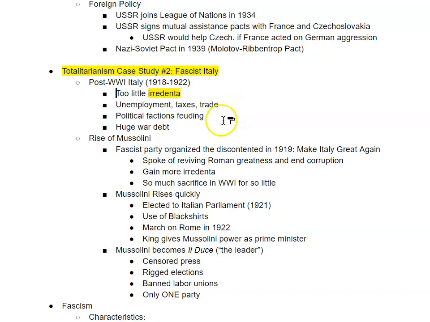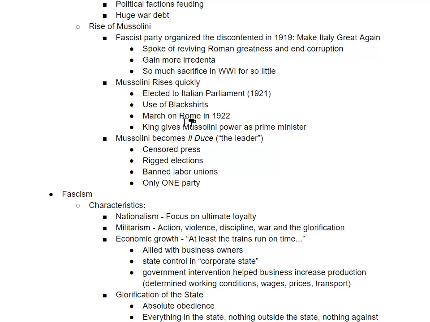Italy's democracy was still relatively new, and so you had the feuding of political factions. You had people all over the place. You had strong conservative monarchists. You had full-blown communists. You had Fabian socialists. You had Democrats. You had Christian moderates. You had all sorts of factions feuding, and it made forming a government difficult in light of some of these problems. And like so many other countries, Italy had a large war debt following the First World War.